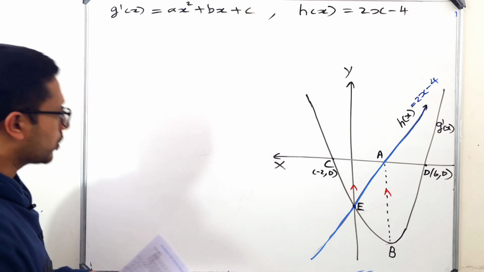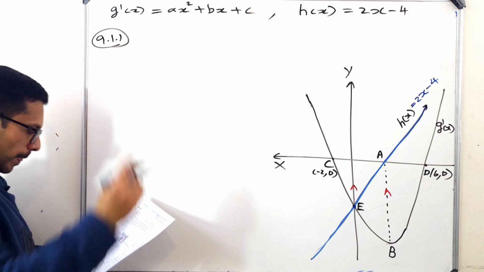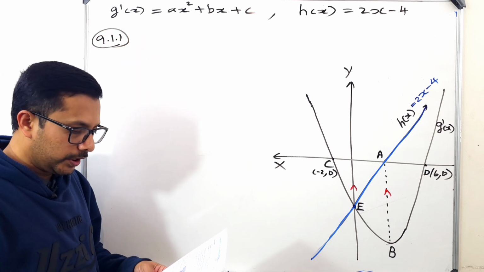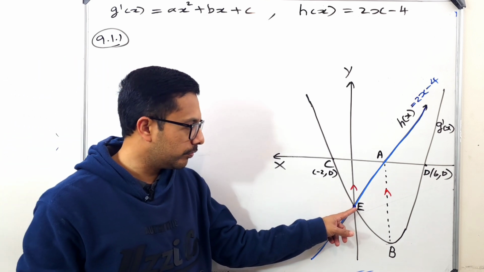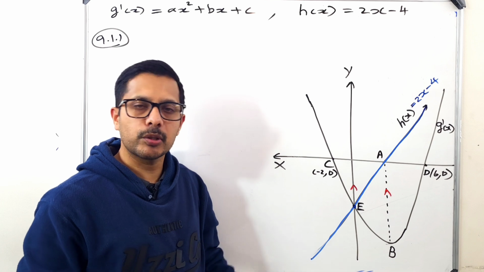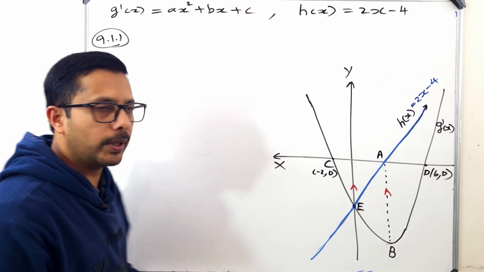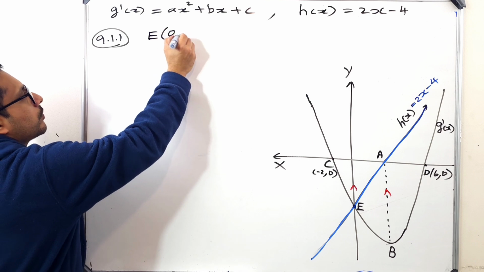Let's move to the first question, 9.1.1. What is that question? Write down the coordinate of point E. How many marks? Just 1 mark. You have to find the coordinate of this point E. Is it not this one, the y-intercept? At the y-intercept, what is the x value? 0. Am I right? So, the x value of E, at the y-intercept, is 0.